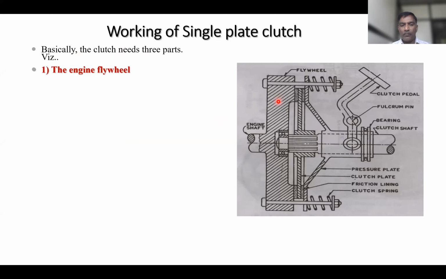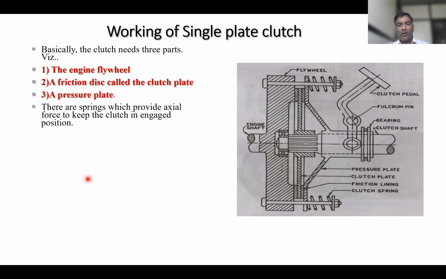Okay. So there are 3 parts: the engine flywheel, the friction disc called the clutch plate, and the pressure plate. This is the engine flywheel, this is the clutch plate, and this one is the pressure plate. Additionally I have put in information so that you can get a step by step idea. There are springs which provide axial force to keep the clutch in the engaged position. So this is the spring.